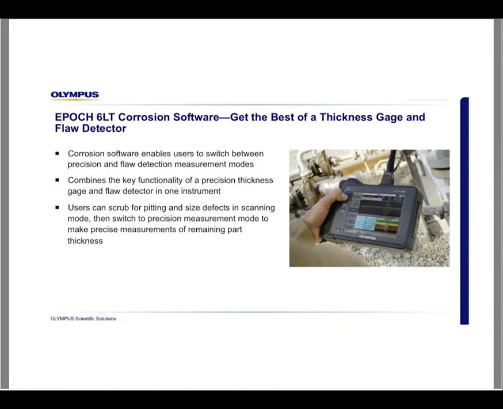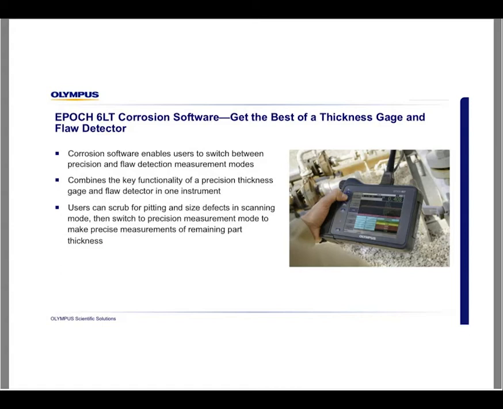So our design philosophy with the EPOCH 6LT's corrosion module was to provide an instrument that effectively handles both methods of traditional UT corrosion detection and monitoring. So with the 6LT, we're offering the best aspects of a thickness gauge for corrosion and a flaw detector for corrosion in one instrument.